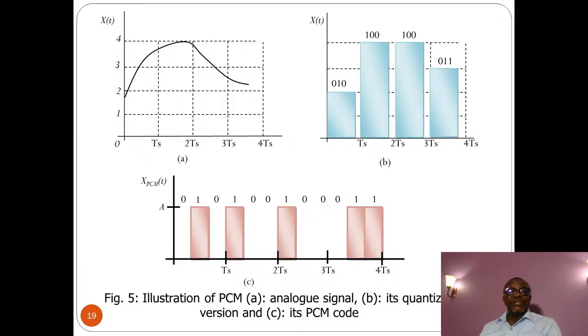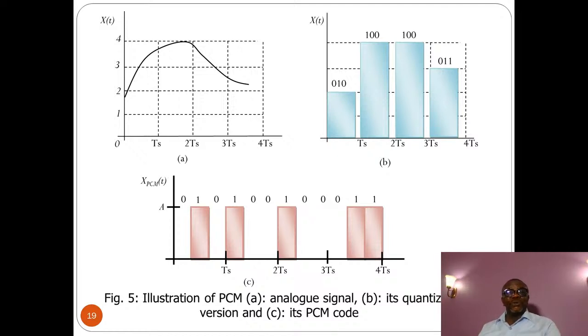Now, it goes again. At point TS, the signal is closer to 4 than to 3, so it rounds it off to 4. And 4 in binary is 100. You can now see the second blue pulse in Fig B that it rounds off to 100.